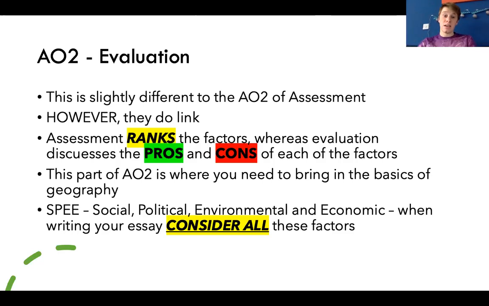So as I've written here, it discusses the pros and cons of each of the factors. This part of AO2 is where you need to bring in your basics of geography, the things that you should know how to do at GCSE, where I call them SPE. Social, political, economic, and environmental factors. When writing your essay, you need to consider all of these. Not loads, you don't have to picture all of them equally, but it's better if you've brought in at least one each time, each essay. So let's have a look at what I wrote from this.